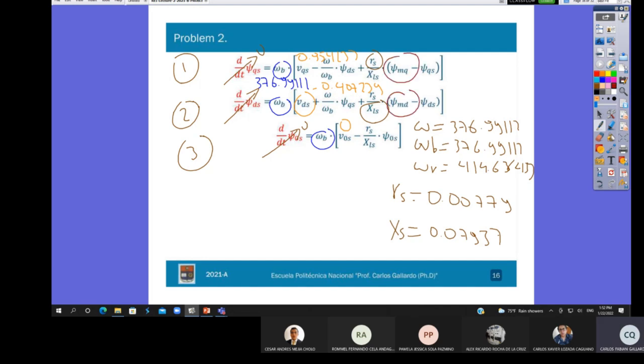This is unknown. Okay, 2. This is unknown. I have 5 unknown variables. I have only 3 equations. That is the reason I will use the rotor side too.